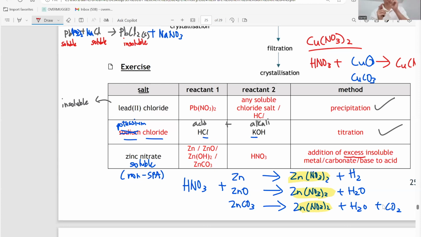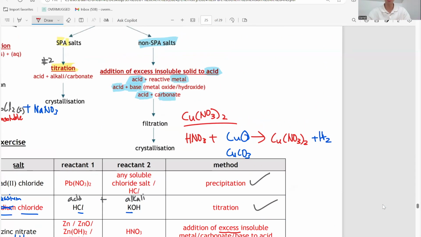But I give you all one last thing to leave you all with. Then we go for our break before we go through the paper. I want to talk about the formation of copper nitrate. Pay attention here. Copper nitrate, soluble or insoluble? Why soluble? Nitrate, right? All nitrates are soluble. Is it SPA? It's not. So what is the correct salt preparation method for copper nitrate? Acid reaction. Acid metal, acid base, acid carbonate.